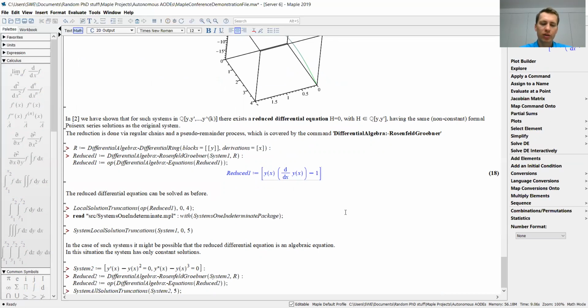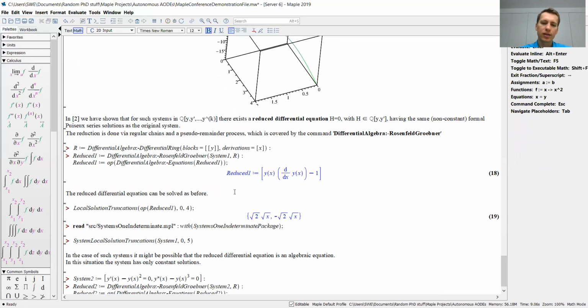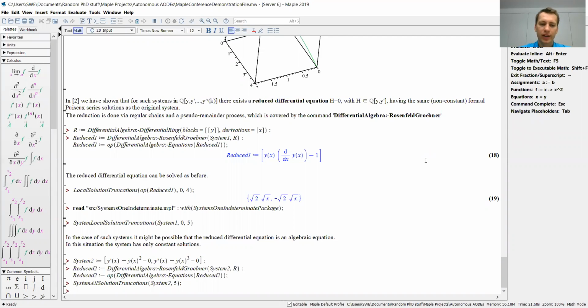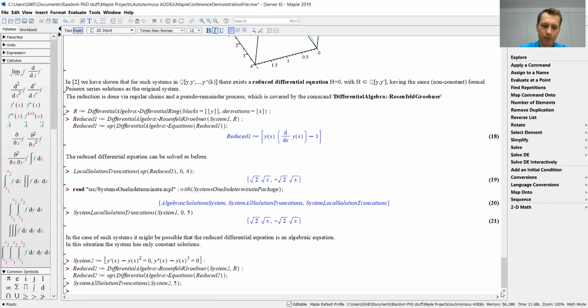And the reduced differential equation can be solved as before. So if we compute the solutions of this reduced differential equation with the initial value that y of 0 is equal to 0, we get these two solutions. And they can be read off almost directly. As I already said, we have also implemented a Maple package for the case of systems in one indeterminate. Let's do the same computations as before with this package. As you can see, we derived the same solution.